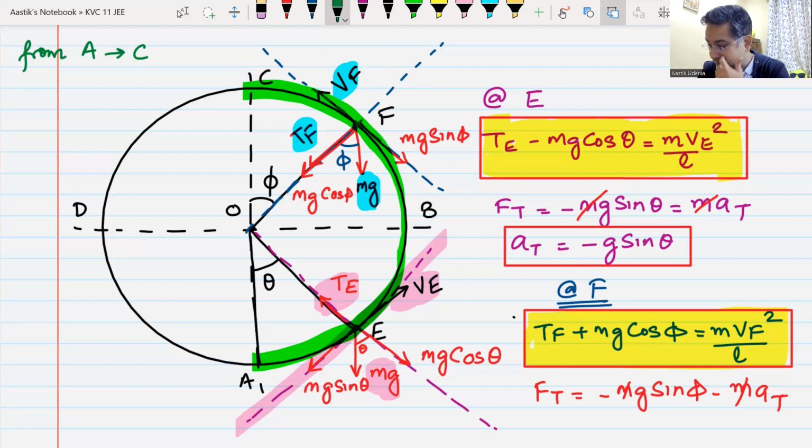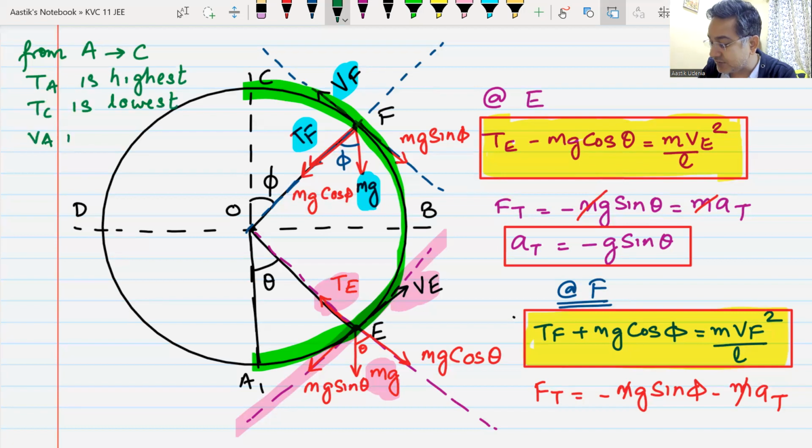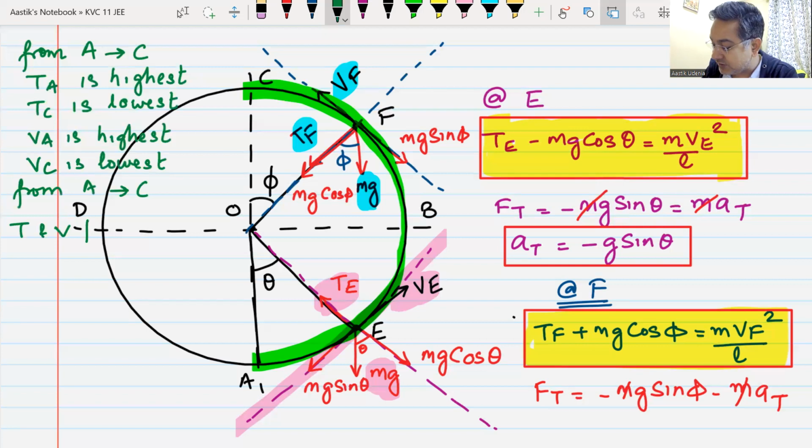At A, tension is highest, sir. Great. Tension at A is highest, and tension at C is lowest. What about velocity? Velocity at A is highest, sir. Velocity at C is lowest, sir. From A to C, tension and velocity decrease. Do we understand this? Yes or no? As you go from A to C, both the tension and velocity decrease.